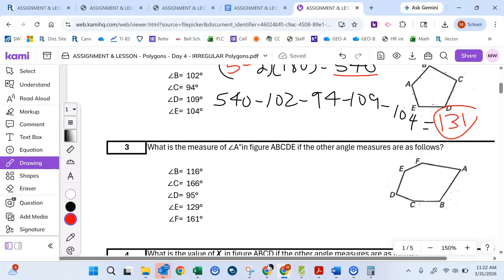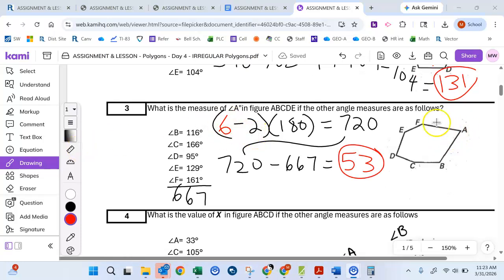Okay, so on this one, again, we had 6 sides, 1, 2, 3, 4, 5, 6 sides. Minus 2, so we get a total of 720 degrees for the whole polygon. And then we take 720, and what I did is I added all these together. So I took all these and I added them together, 667, and then I subtracted them from 720 to get the remainder of 53 for angle A, okay?